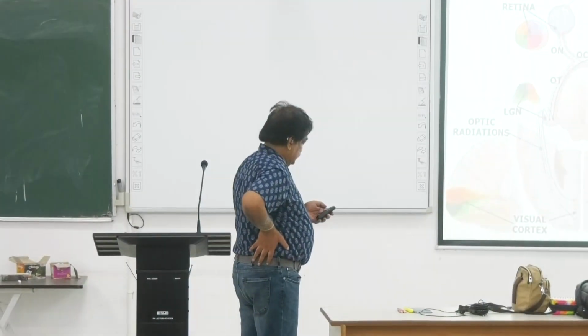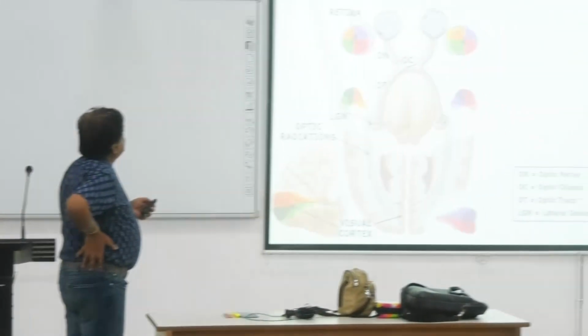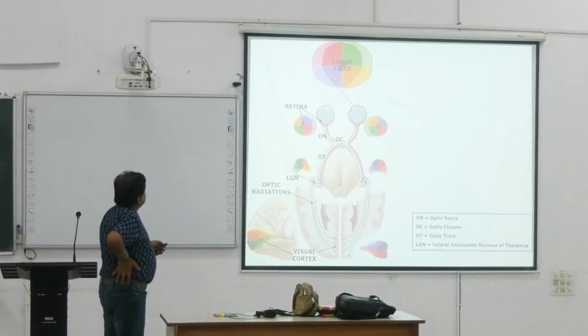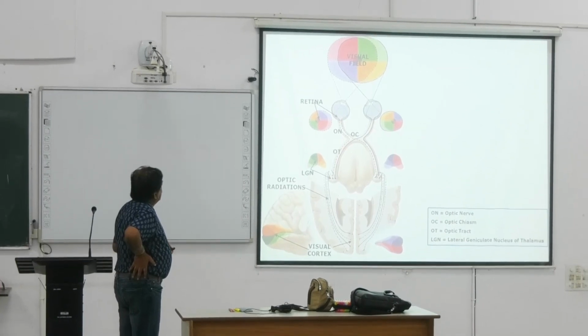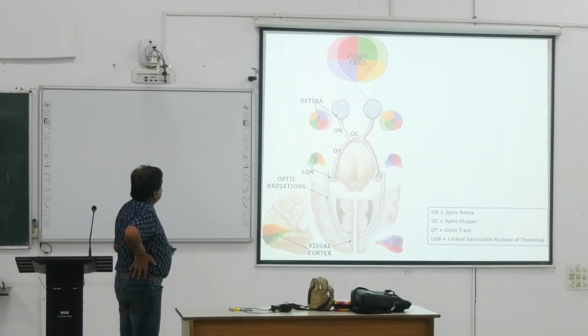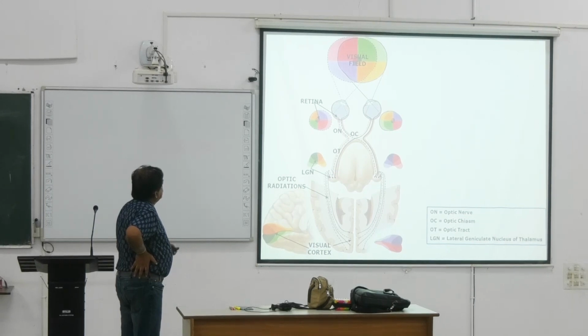Now, this is the visual field. This is the retina here, and the optic nerve, this is the optic chiasma, and the lateral geniculate body here, and these are the optic radiations, and this is the visual cortex. The optic nerve, optic chiasma, optic tract, lateral geniculate nucleus of the thalamus.